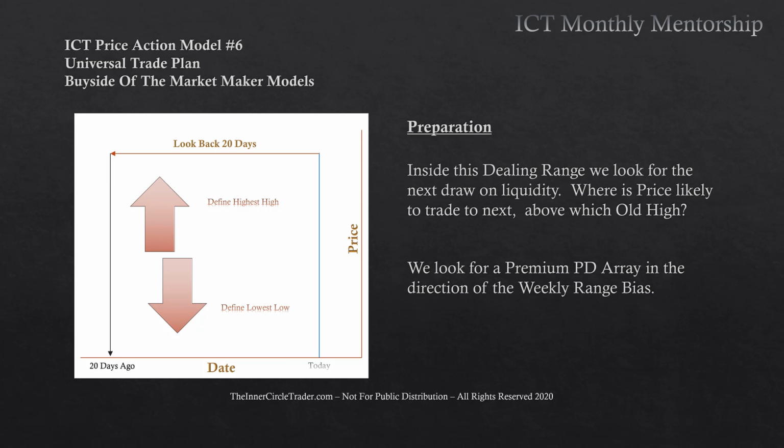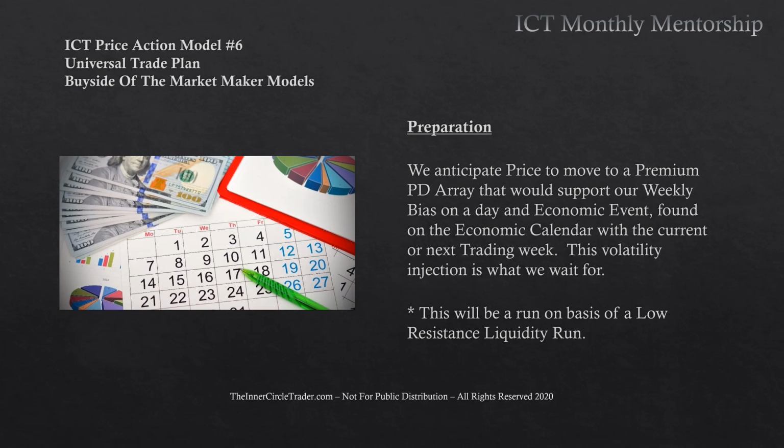In a market maker buy model, it starts at a premium consolidation. It declines down to a discount where it reverses and trades back above the original consolidation. So we're going to be looking for that premise on the time frame that we're studying for our setups. Okay, we're going to anticipate price to move to a premium PD array that would support our weekly bias on a day and economic event found on the economic calendar with the current or next trading week. This volatility injection is what we wait for. This will be a run on the basis of a low resistance liquidity run.